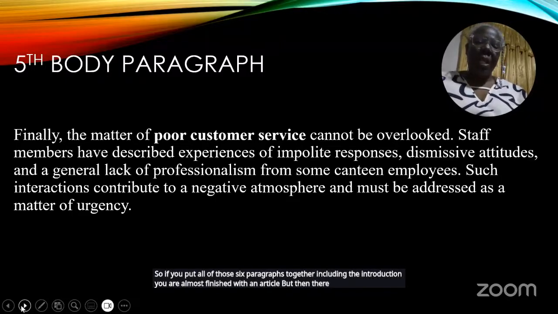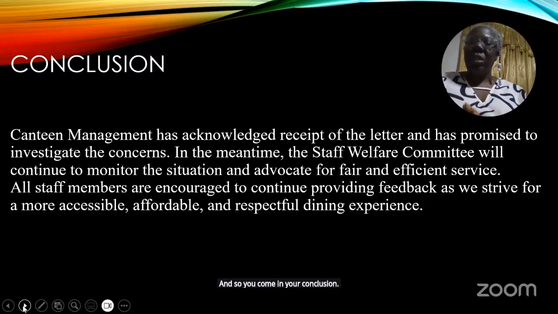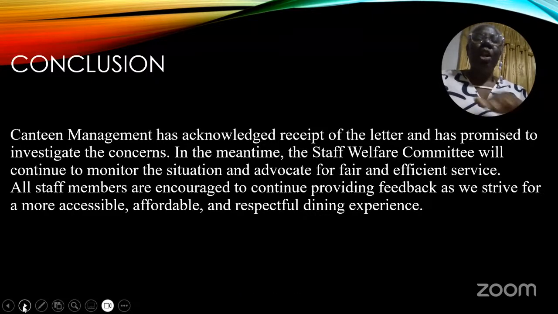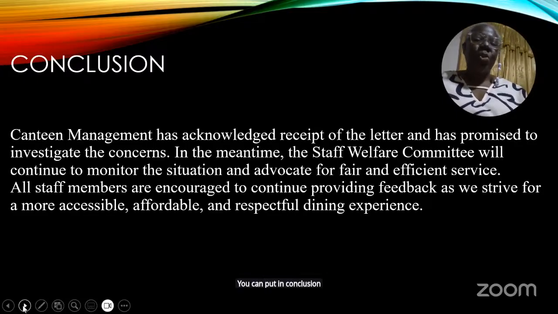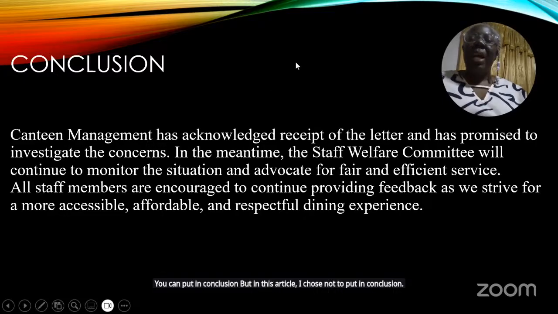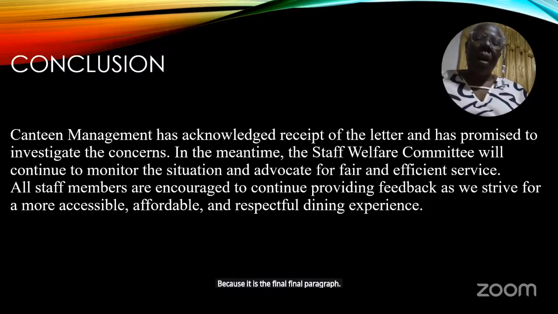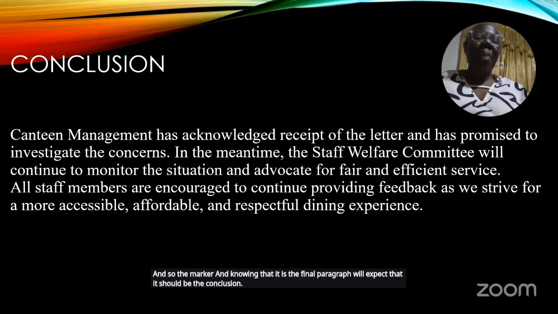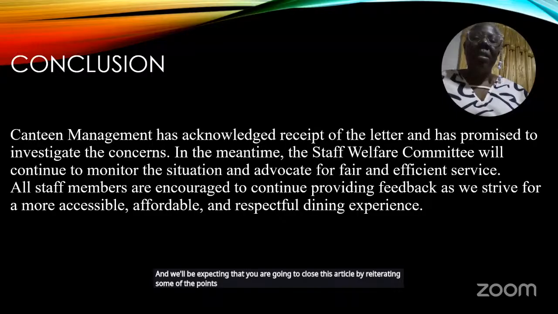But then there's another thing that you need, and it's to put everything together, put it in perspective. And so you come to your conclusion. Canteen management, and notice that I did not say "in conclusion." You can put "in conclusion," but in this article, I chose not to, because it is the final paragraph. And so the marker, knowing that it is the final paragraph, will expect that it should be the conclusion, and will be expecting that you are going to close this article by reiterating some of the points that you would have made earlier in the other paragraphs, or you would bring a recommendation or a call to action.